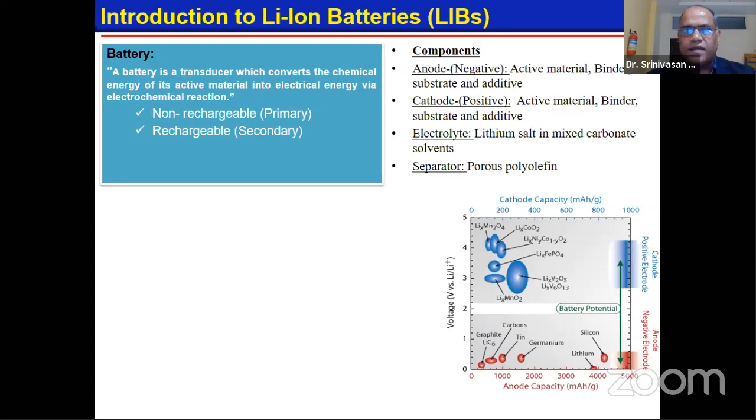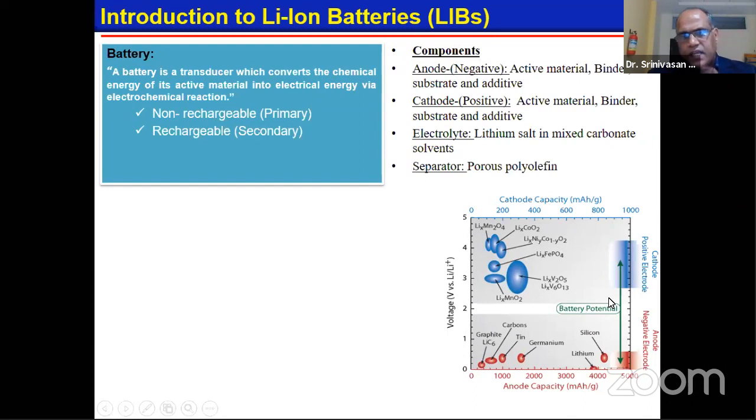Any battery has four important components. One is the anode, the negative electrode, for which mostly graphite is used as the anode material. Then the cathode, which is called the positive electrode; mostly lithium-based compounds are used as the cathode material in a lithium-ion battery. The third important component is the electrolyte. The commercial lithium-ion battery usually has lithium salt, lithium hexafluorophosphate, dissolved in ethylene carbonate and diethyl carbonate as the electrolyte. And then the separator, which avoids a short circuit between the positive and the negative electrode. Usually a porous polyolefin polymer is used as the separator.